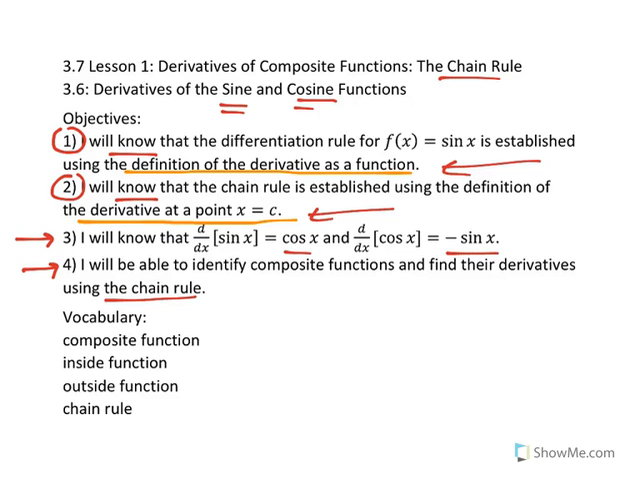And the vocabulary that we will be using today is composite function. That's something that we reviewed during the first week of the course, composition of functions. And when we talk about composite functions, if you have a composition of two functions, you have an inside function as well as an outside function. The inside function is the function that goes to work first, and the outside function goes to work second, taking outputs from the inside function and doing something with those outputs. The chain rule is a differentiation rule that helps us to find derivatives of composite functions.